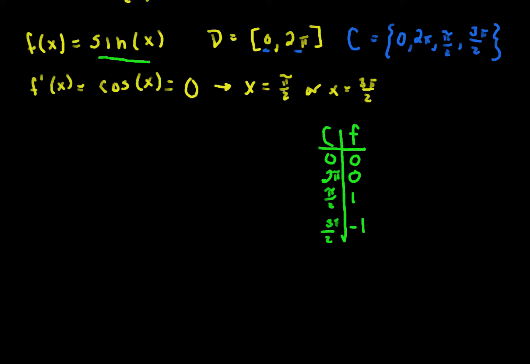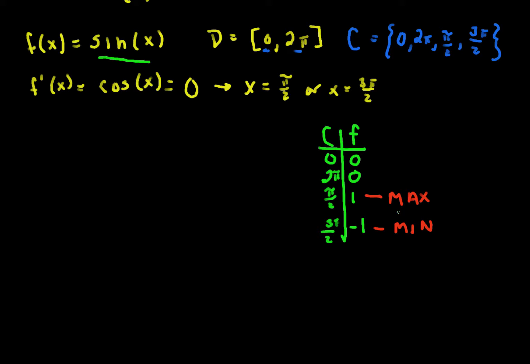And now we can compare which is the largest, what's our maximum value, and our maximum value occurs here. This is our max. And our minimum value is negative 1. So this is our minimum value.